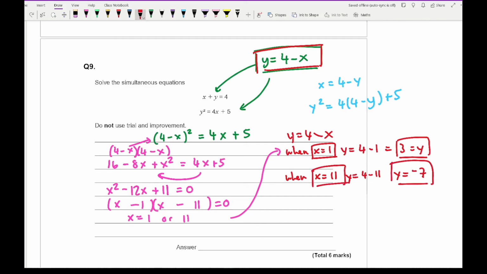So looking at this, x equals 1, y equals 3, and when x equals 11, y equals minus 7. And there is my final answer.